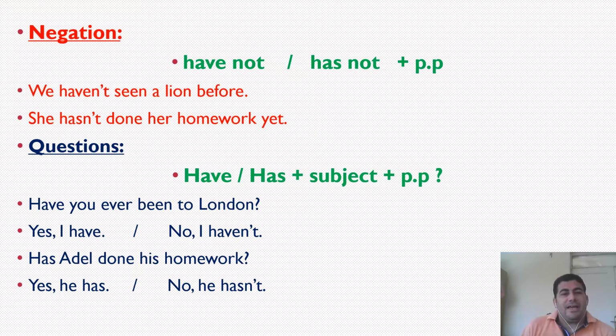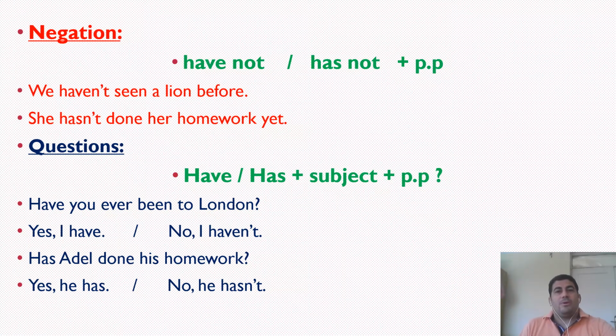In this case, if we want to give a complete answer, you can say, yes, I have been to London. Or no, I haven't been to London yet. Or no, I have never been to London. The same point with has Adil done his homework? Yes, he has done his homework. Or no, he hasn't done his homework. So these are the major points in order to know every tense.